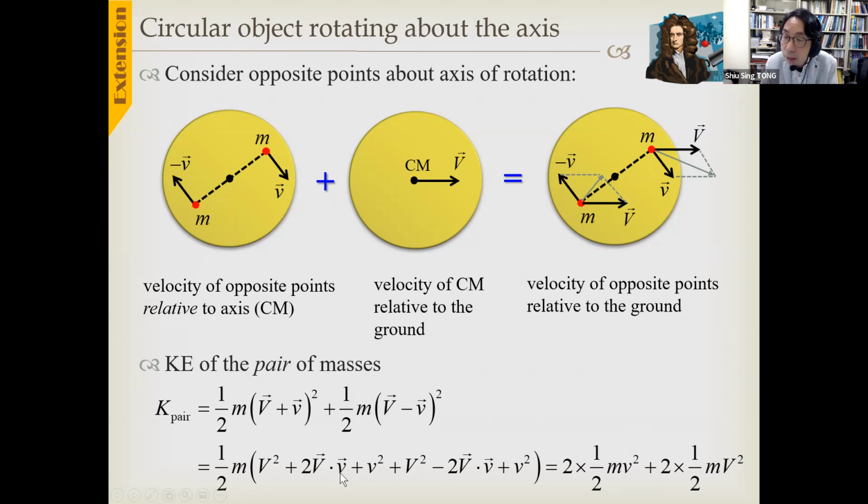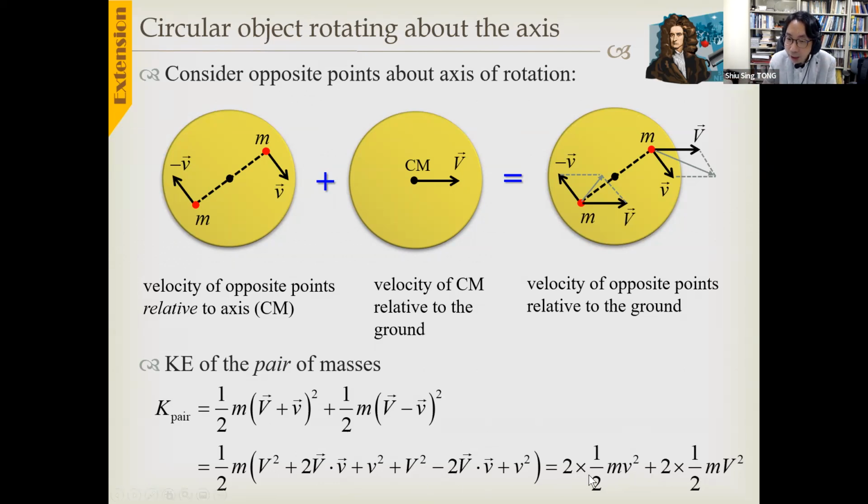And how about the second bracket? For the second bracket, I also have big V squared plus small v squared. But then I also have the cross term, which is 2 times the big V dot small v, but now with a minus sign, right? So these two terms will cancel each other. What is left is 2 times half m small v squared plus 2 times half m big V squared. Can you see that? The miraculous thing that happens is that the cross term that involves the dot product between the big V and the small v cancels.